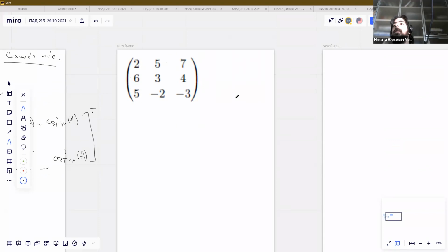So here is a matrix. I wish to find its inverse using this new method.